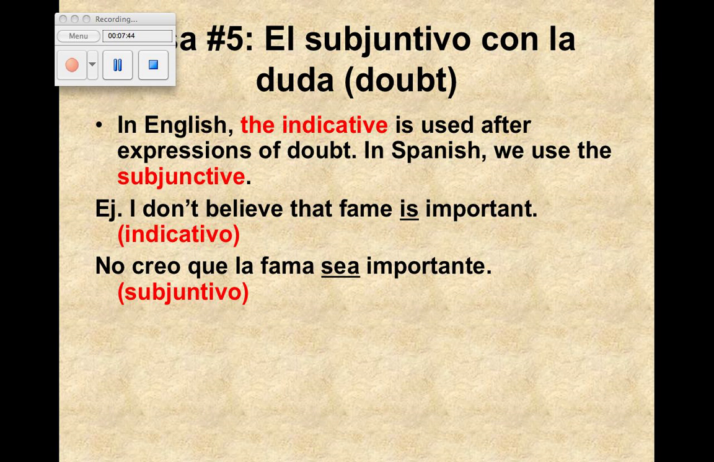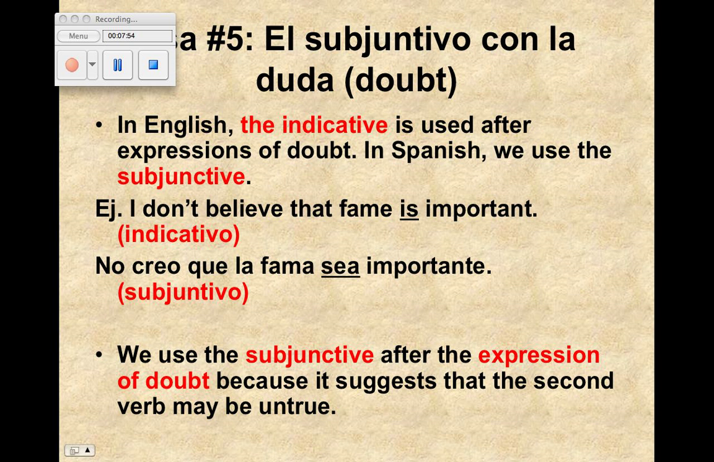Here I have, again, a different subject, yo, separated by que, another subject, subjunctive, okay? And then I have this expression of doubt. Doubt or disbelief, okay? We use the subjunctive after an expression of doubt, okay? That's because it's saying like the second half is untrue, uncertain, okay?